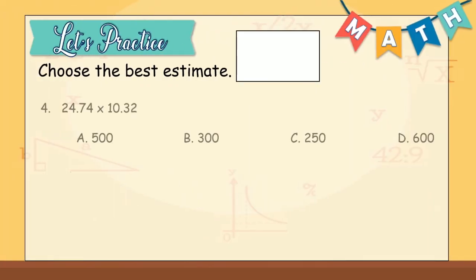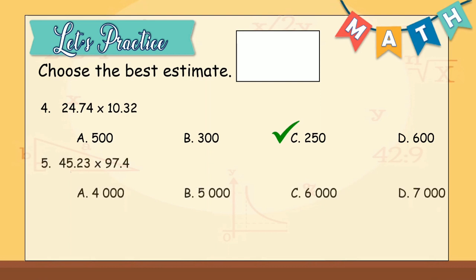Number 4. 24 and 74 hundredths times 10 and 32 hundredths is approximately A. 500, B. 300, C. 250, or D. 600. Alright, the best estimate is letter C, 250.